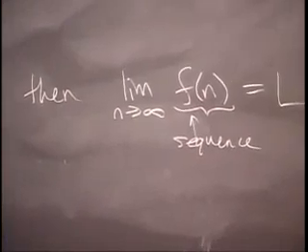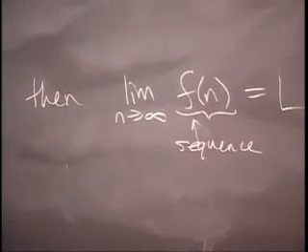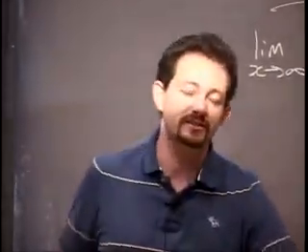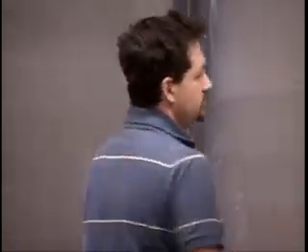All right, so if a function has a limit, then the sequence that's formed by ignoring everything of that function except at the integers, the positive integers, also has the same limit. The converse is not true.